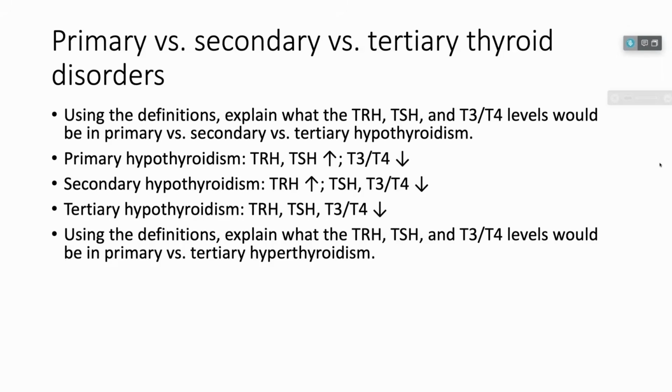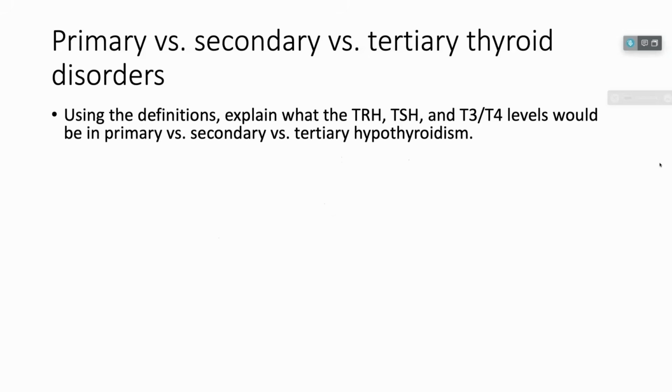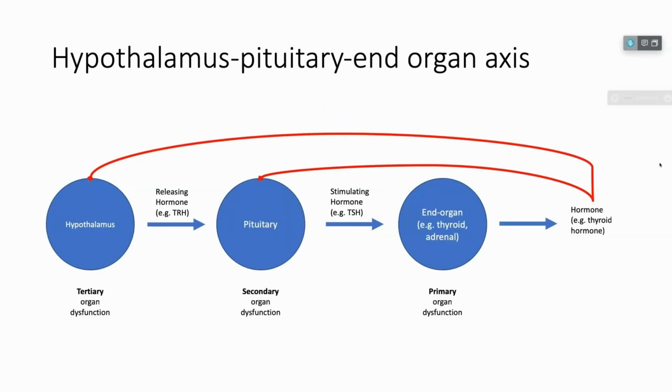Okay, so in primary hyperthyroidism, you would have T3 and T4 increased, and the TSH and the TRH would be decreased. And that's primary. And then tertiary, you would have T3 and T4 increased, and then TSH increased as well, and TRH increased too. Yeah, exactly. Well done.